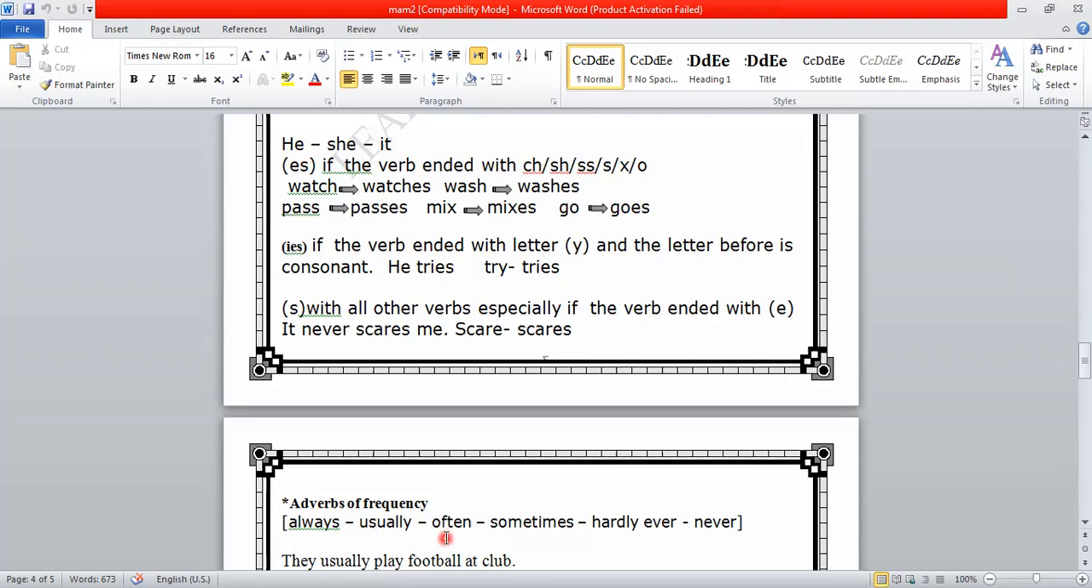Often is less than usually. You can use it for actions you do frequently, but it's less than usually. Sometimes, if you do this action one or two or three times, and on the other days you don't do this action.